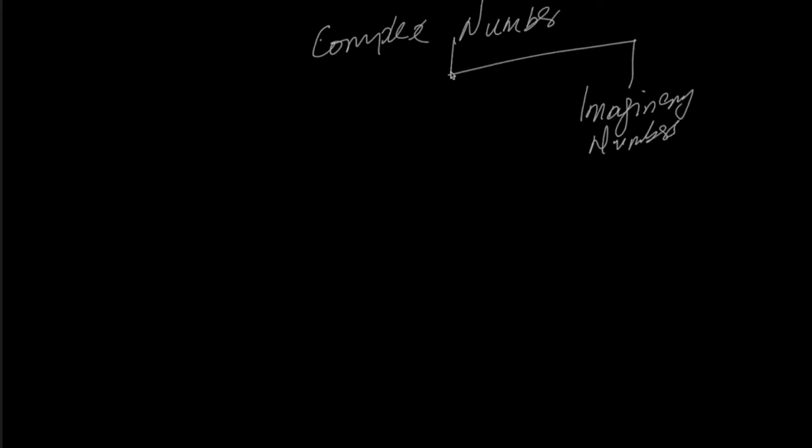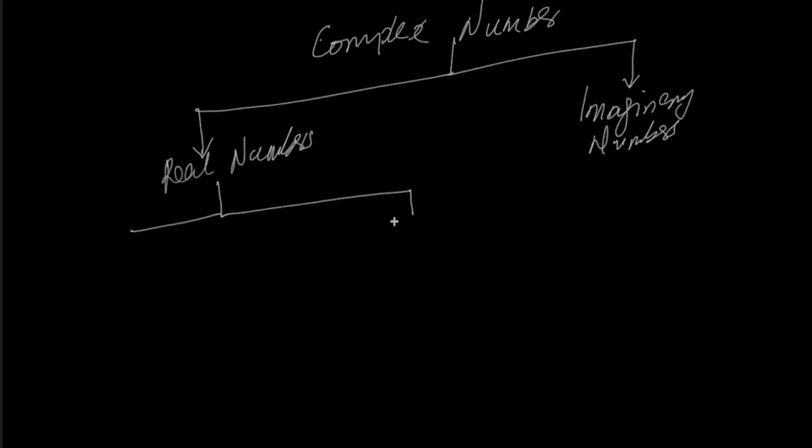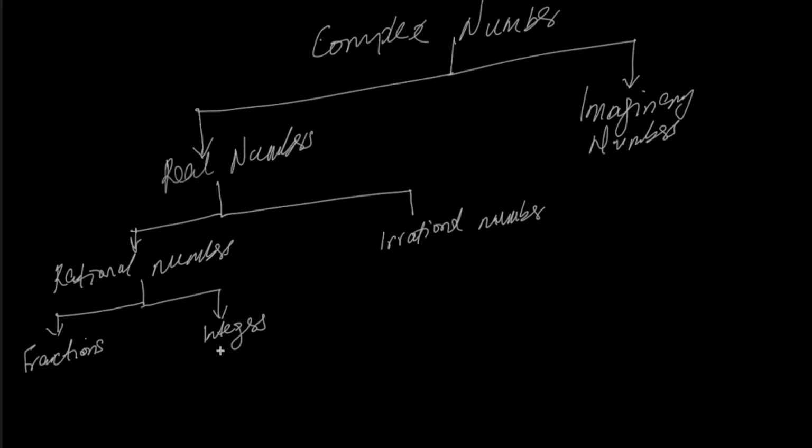Let's look at the general number sets. You agree with me, we have the complex numbers. On one side of the complex numbers, we have what we call the imaginary numbers. On the other side of the complex numbers, we have the real numbers. Under these real numbers, we have irrational numbers and rational numbers. The rational numbers give birth to fractional numbers and integers. Integers give birth to negative integers, zero, and what? Natural numbers.